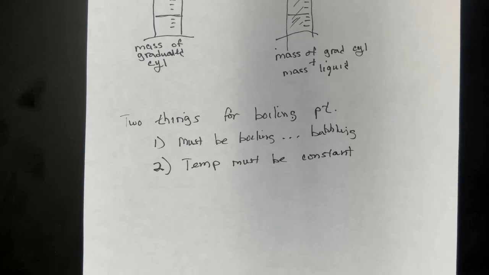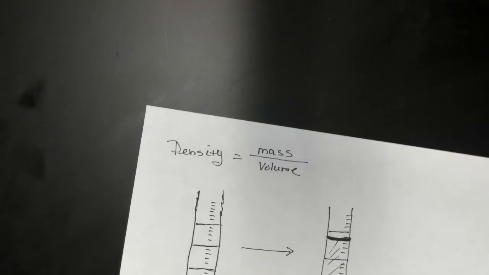Right? So we'll have a digital thermometer, and you'll follow the digital thermometer's temperature. And once that temperature remains constant while the substance is boiling, that is the boiling point temperature that you will record. Okay. That's about it for the experiment.